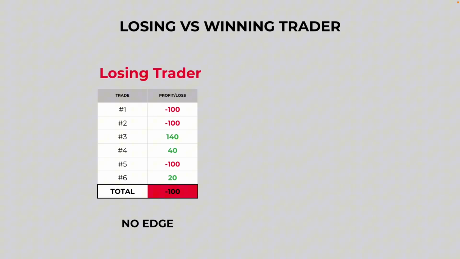Here you have a simulation of the 6 most recent trades a losing trader has taken. And by looking at the profit and loss of each trade, you can see that his average loss is $100 and his average win is also around $100. And if you count all those trades up, you end up with a loss of $100, which tells us that his strategy has no edge.